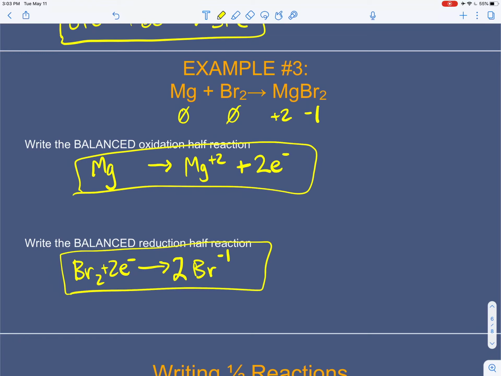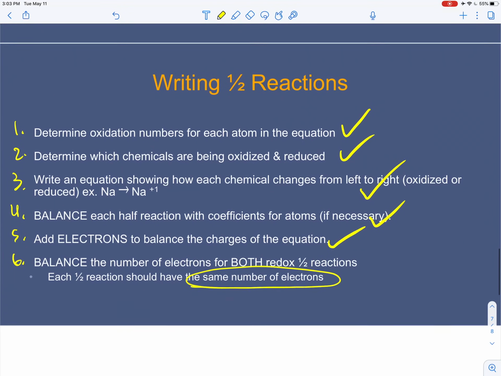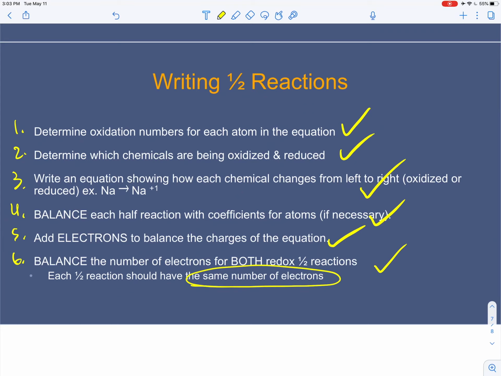All right. Hopefully you can follow these 3 examples, and using these rules, you should be able to write your own half reactions. Try those practice problems out. Let me know.